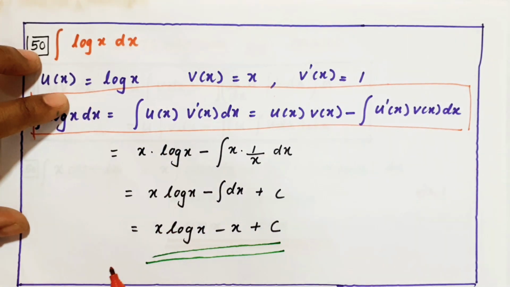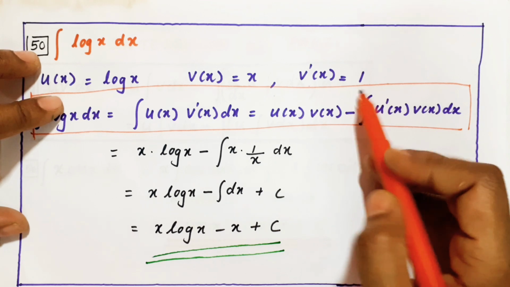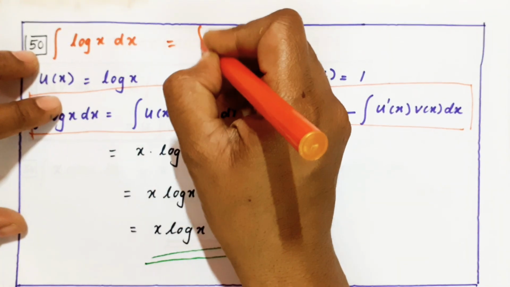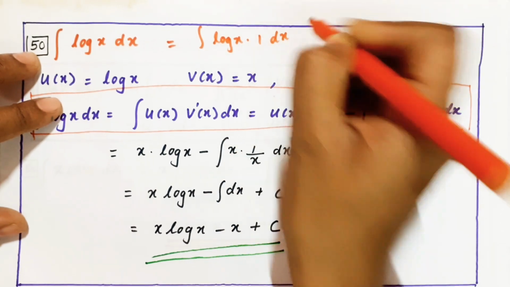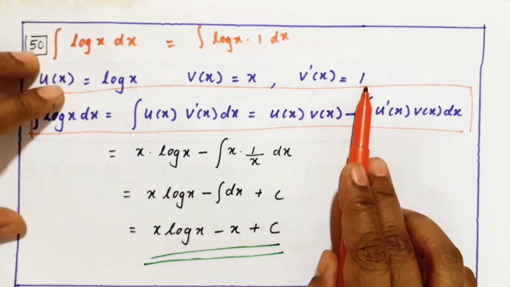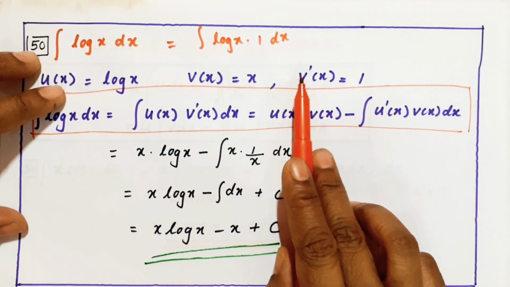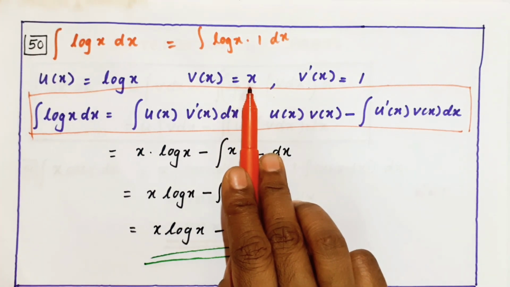So we are assuming v dash x as 1. It means this question is log of x into 1 dx. So log of x is u of x, 1 is your v dash x. If v dash x is 1, what is v of x? It is x. Now it is simple.